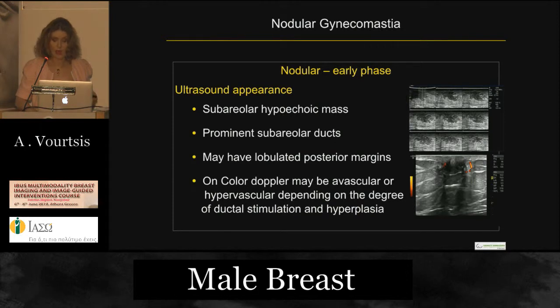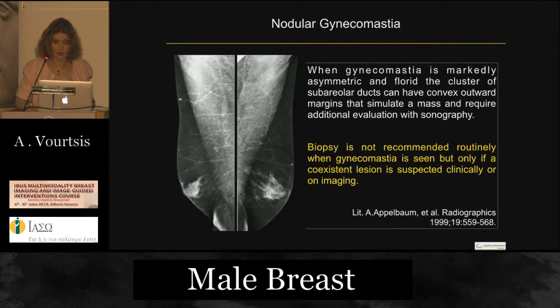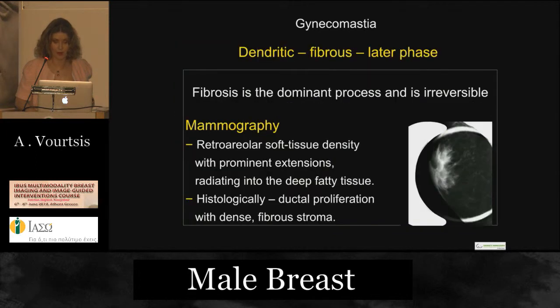On ultrasound, it might appear as a subareolar hypoechoic mass or with prominent ducts, and may have lobulated posterior margins. On color Doppler, it might be avascular or hypervascular, so we cannot depend on color Doppler to differentiate gynecomastia from male breast cancer. Now, if gynecomastia is asymmetric and florid with clusters of subareolar ducts, sometimes it's difficult to differentiate from breast cancer, and further evaluation with breast ultrasound is needed.